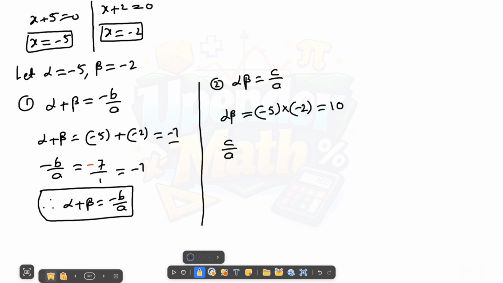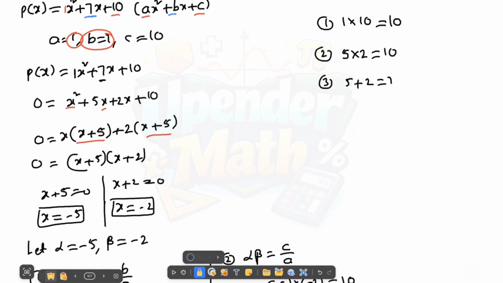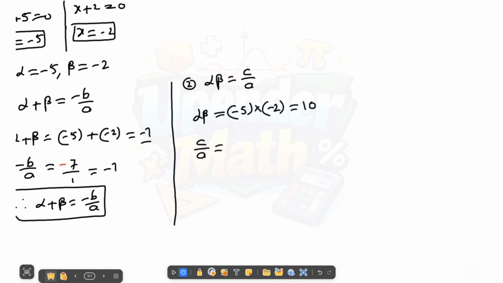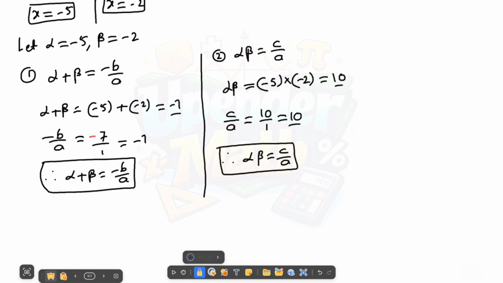Next let's take c by a. What is the c value? The a value is 1. Yes, the c value is 10. So c by a means 10 by 1, which is equal to 10. So alpha into beta is 10, and c by a is also 10. Therefore we can say that alpha into beta is equal to c by a. So the second relationship is also verified, hence verified.